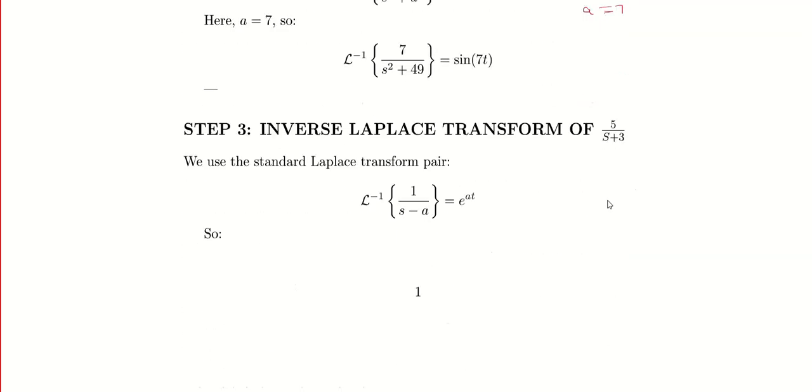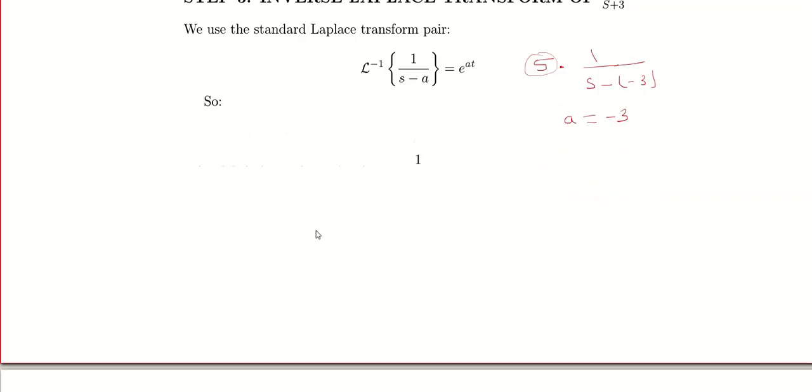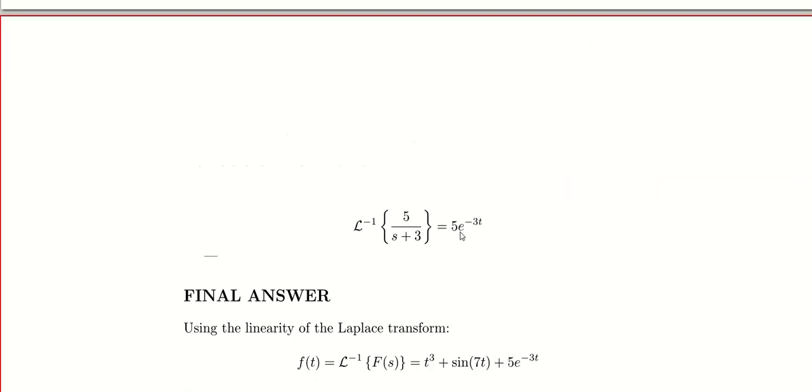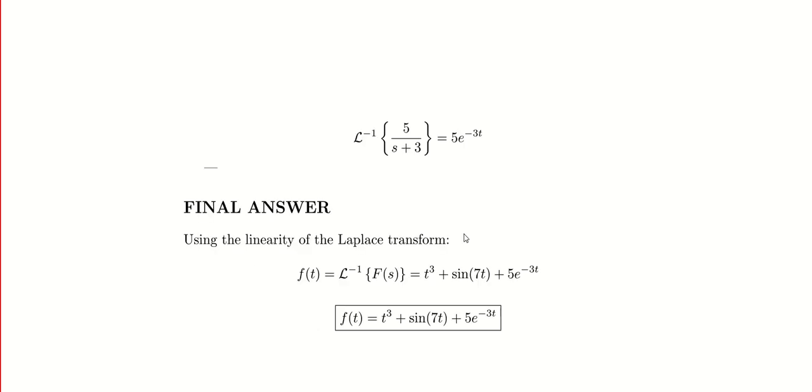And finally, we're looking at 5 over s plus 3. We know this looks very similar to 1 over s minus a. So what we could do is factor out the 5. I say this is 5 times 1 over s minus negative 3. And so this means that a is negative 3, and then we just need to multiply by 5 to get 5 times e to the negative 3t power.